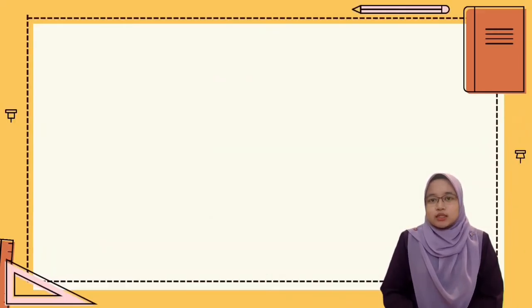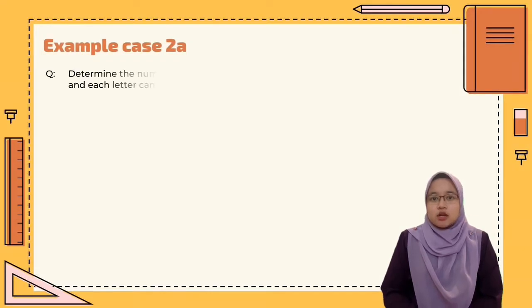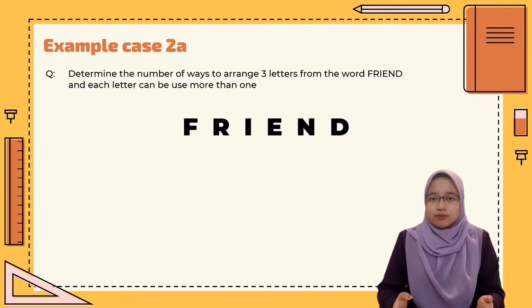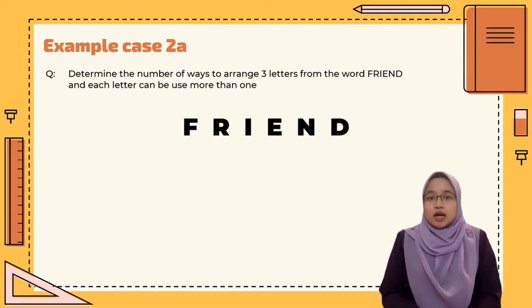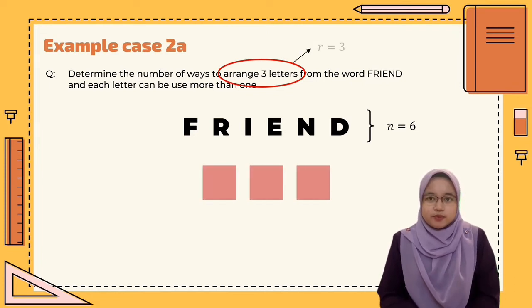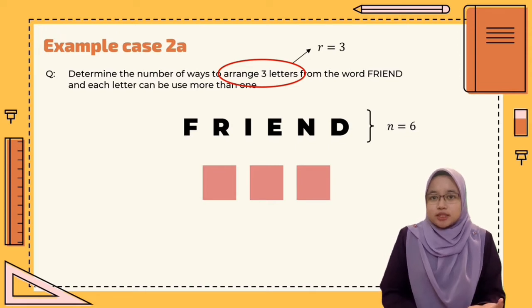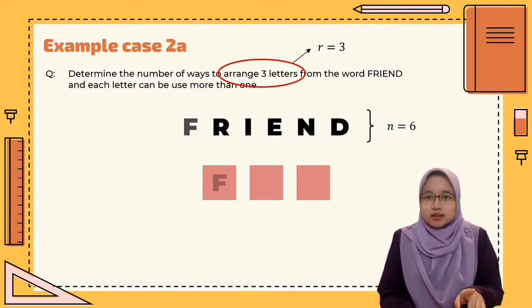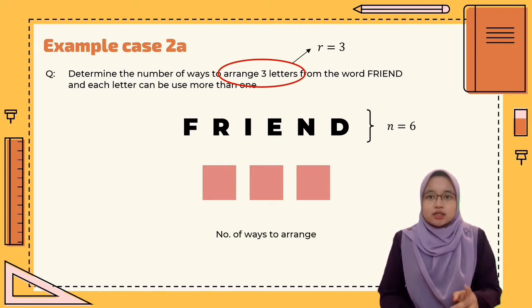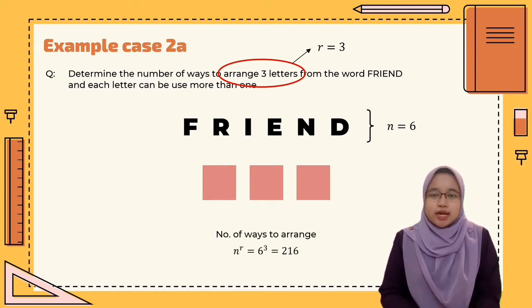The question will ask you to determine the number of ways to arrange 3 letters from the word friend, and each letter can be used more than once. There are 6 letters in the word friend, so n is equal to 6. We want to arrange 3 letters from the 6 letters, so r is equal to 3. The question says we can use a letter more than once, which means we can take 1 letter and put it back. So, the number of ways to arrange it is 6 to the power of 3, and we will get 216.